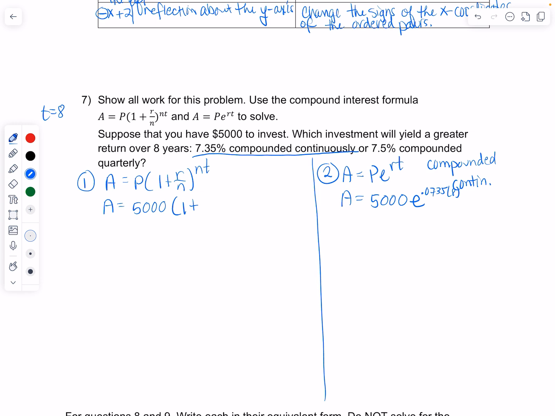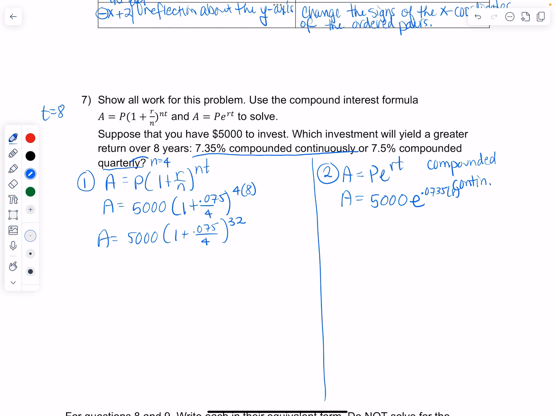And the other one, it says 7.5% compounded quarterly. Quarterly is n. n equals 4, because it's 4 times a year. So the rate is 7.5%, which we have to change to a decimal, so 0.075 over n, which is 4, raised to the n, which is 4, times the time, which is 8. Okay, I'm going to work on the left. So A equals 5,000 times 1 plus 0.075 over 4, raised to the 32nd power.